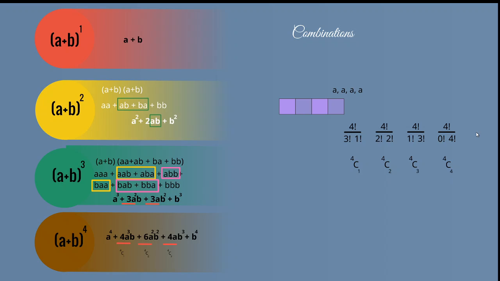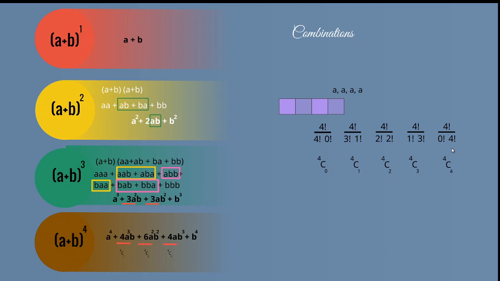Now suppose I take that away and I give you another set, 4 A's. How many ways are there? 4 factorial divided by 4 factorial into 0 factorial. Why? Because 4 factorial because there are 4 A's, and 0 factorial because there are 0 B's. You get it? So I can write this as 4C0. Actually these two are the same, 4C0 and 4C4.